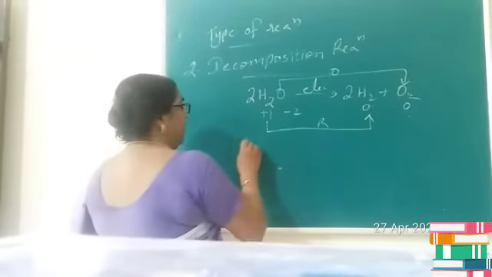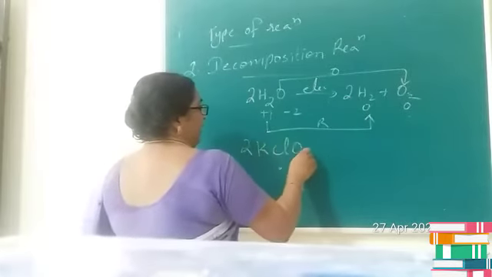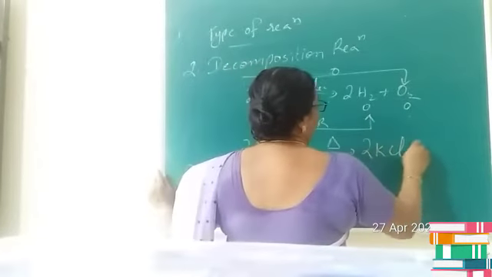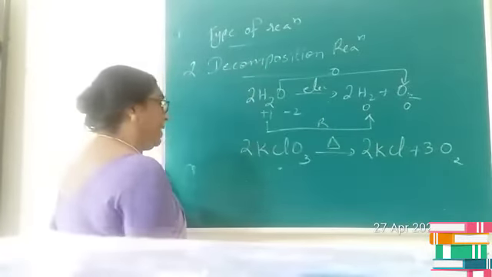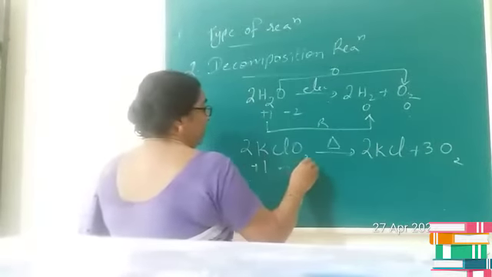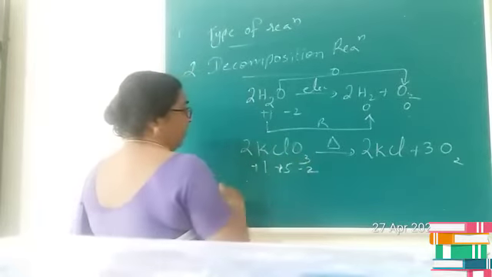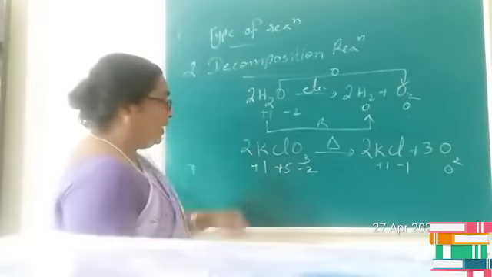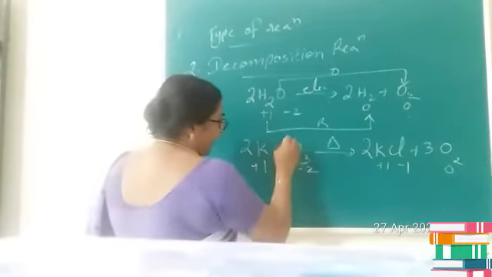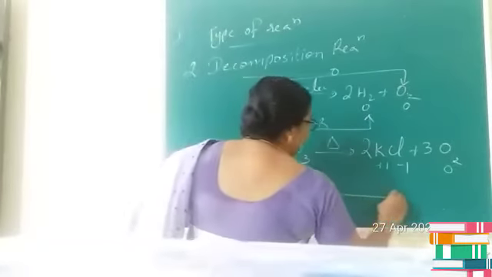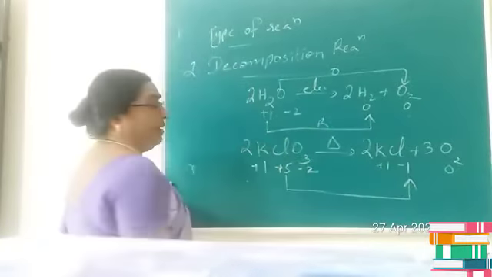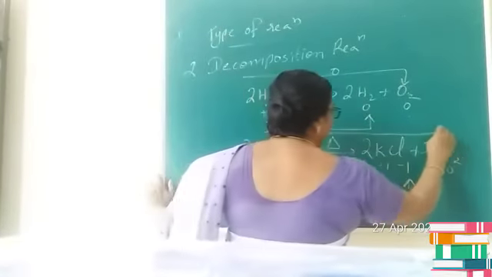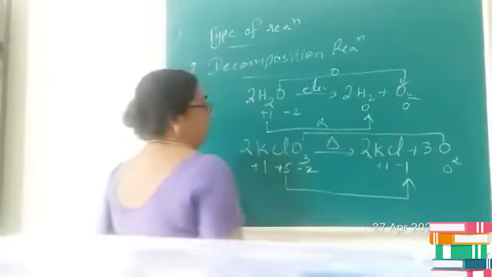Let us consider another example. If you take KClO3, on heating you will get KCl plus O2. Again, the oxidation states are +1, +5, -2 in KClO3, and +1, -1 in KCl, and 0 in O2. Now listen here children, you can see that in the case of chlorine the oxidation number decreases from +5 to -1, and in the case of oxygen it increases from -2 to 0.